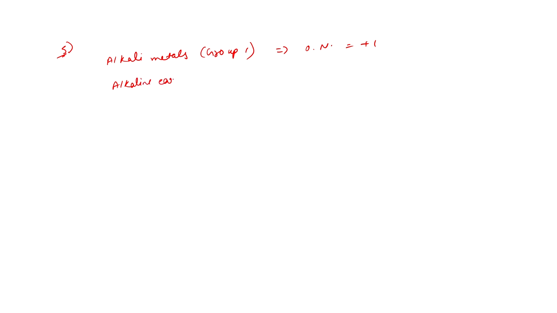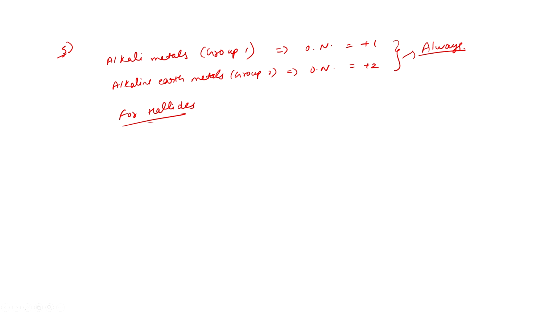For alkaline earth metals, group 2, for all the alkaline earth metals the oxidation number is +2. For halides, this is always... If in any case an alkali metal, group 1, or a group 2 metal comes in any compound, without even thinking twice you can assign alkali metals a +1 oxidation number and alkaline earth metals a +2 oxidation number.